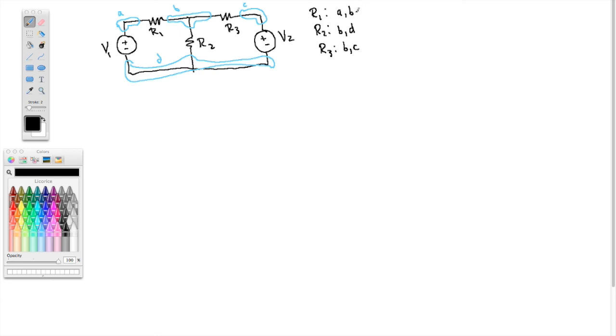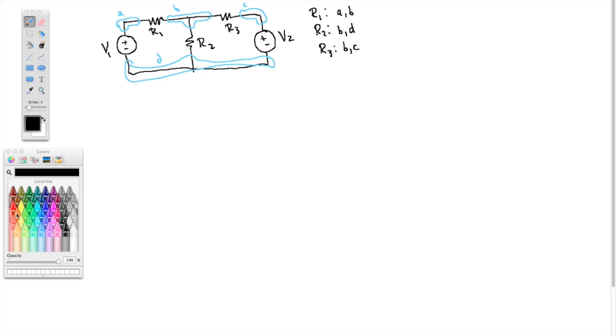First of all, neither one of these resistors is connected to the same two nodes, right? So none of them are in parallel. You might think R1 is in series with R3 because they share this node B, but R2 also shares node B. So remember that exclusively, you have to share the node exclusively to be in series. So R1 is not in series with R3. So you cannot combine any resistors here.